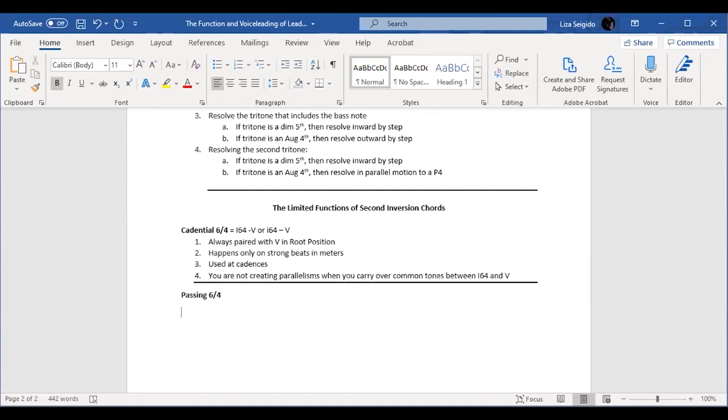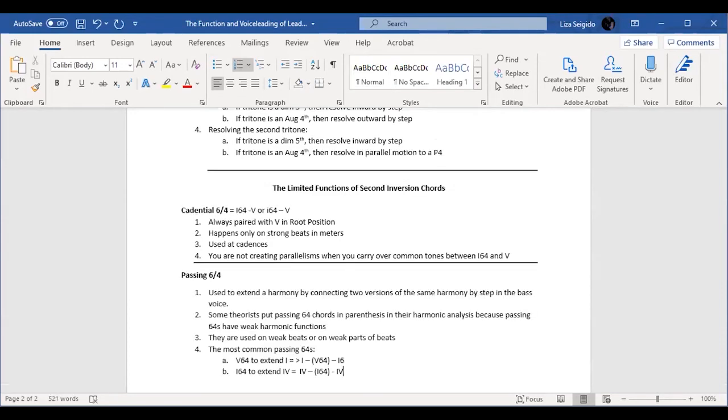Passing 6/4, again, you can recognize it when you have a second inversion chord connect 2 versions of the same harmony through stepwise motion. Again, I'm gonna demonstrate this in the score, but let me put this down in your notes here. This also works the other way, 4/6 to 1/6/4/5. Again, this is not functioning as a cadential 6/4. It's happening on a weak beat or a weak part of the beat, and it's used to extend the 4 harmony. So in this case, 1/6/4 is a passing 6/4, not a cadential 6/4. And again, these aren't the only 2 passing 6/4. It's just they're the most popular. Whenever you see the extension of a harmony, a 6/4 connecting 2 versions of the same harmony, you got a passing 6/4 there.